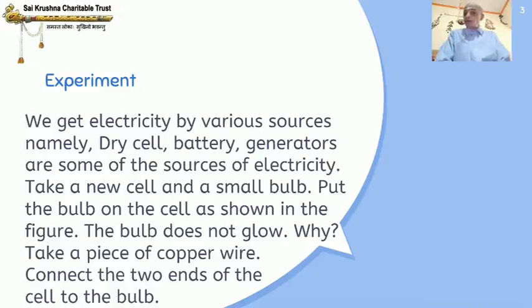After placing the bulb on the cell, what is our observation? Let us see. The bulb does not glow. What is the reason for the bulb not glowing? See, we have taken a cell and we have placed the bulb on the cell, but the bulb does not glow. What is the reason?